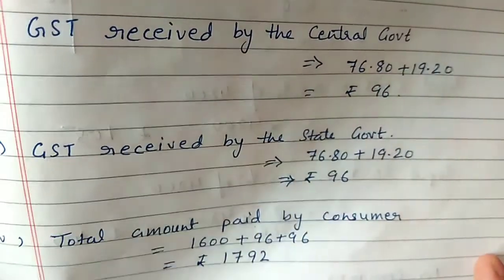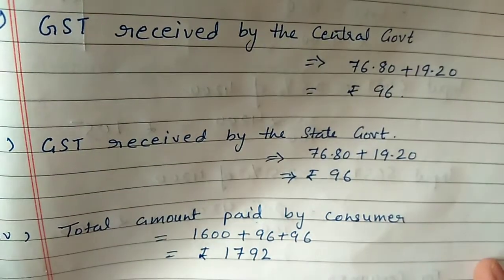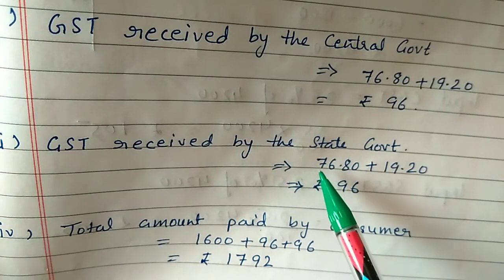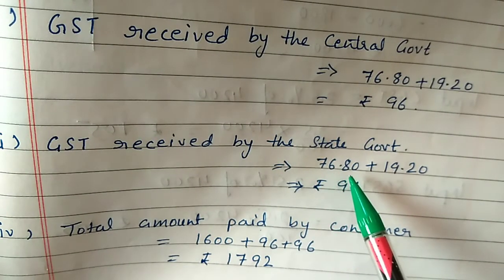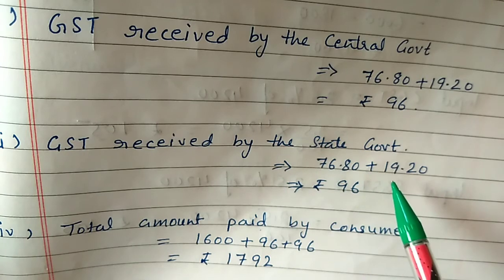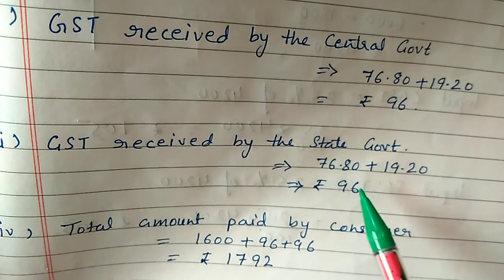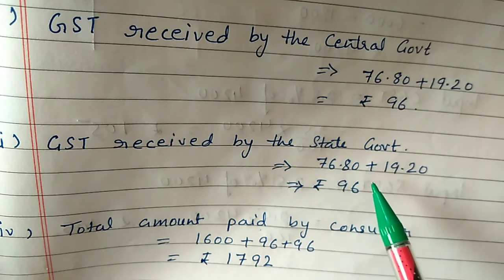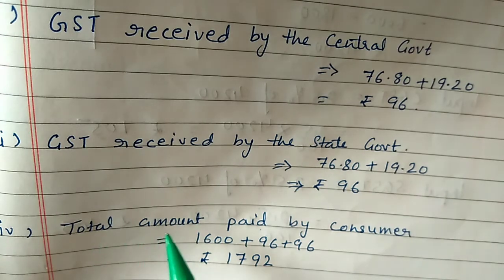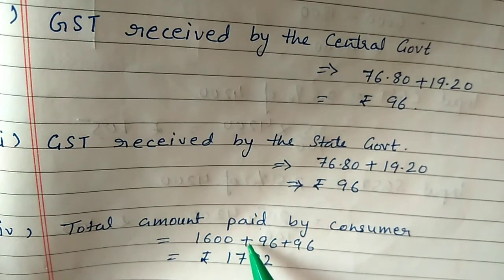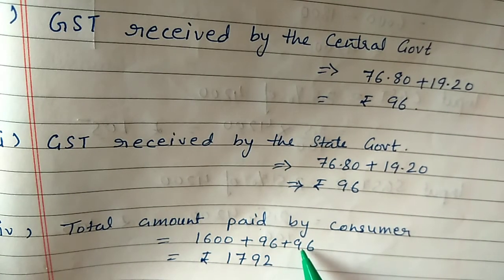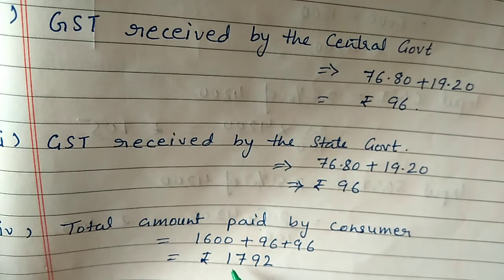Next is the third part, GST received by the state government. It will also be the same. First the shopkeeper has paid 76 rupees 80 paise as GST and later on 19 rupees 20 paise. So total will be 96 rupees. And fourth part, the total amount paid by the consumer. The consumer will pay 1600 rupees, the printed price, along with that CGST and SGST. So total 1792 rupees.